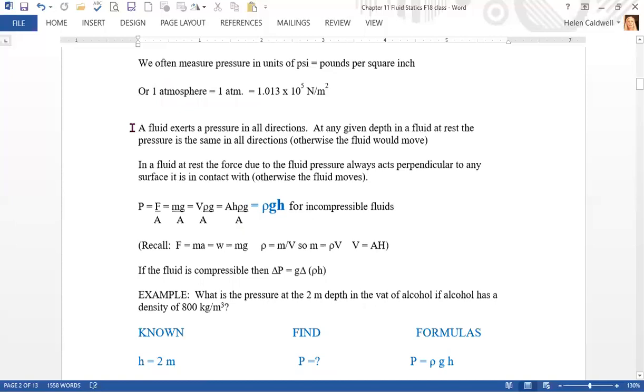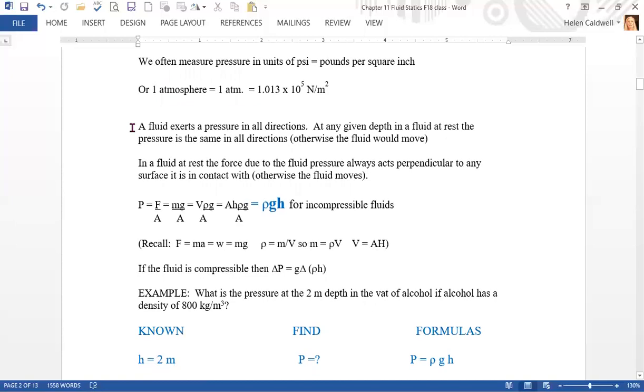So a fluid exerts pressure in all directions. It pushes up, it pushes down, right, left. It's uniform in all directions if your fluid is at rest. So at rest, the pressure is perpendicular to any surface in contact with it. So it's uniform, it's the same in all directions.